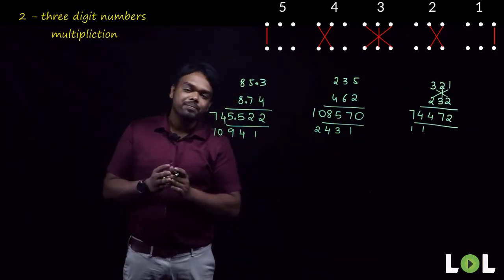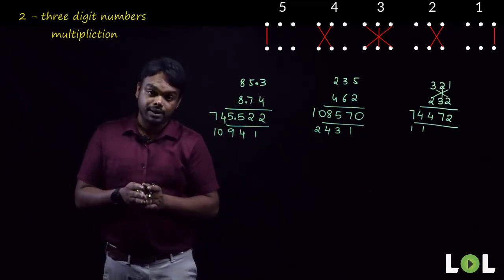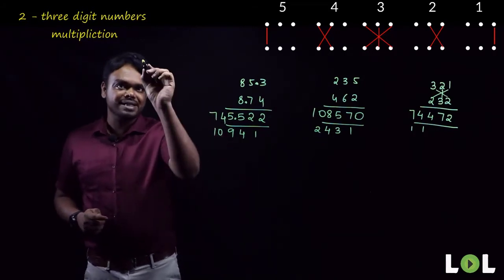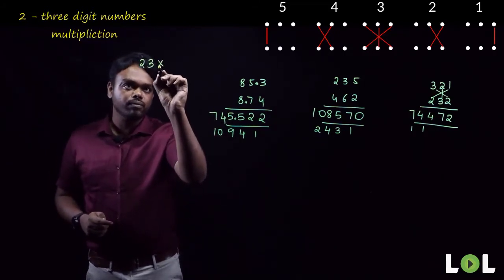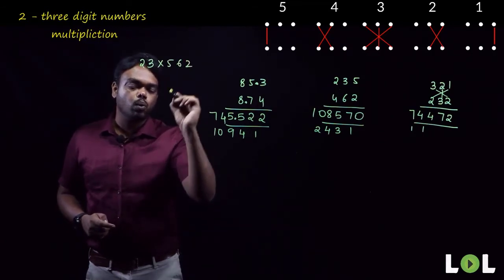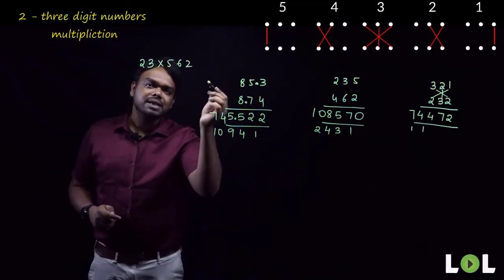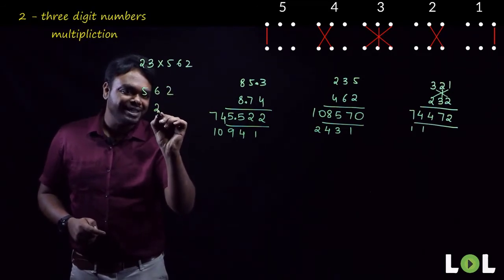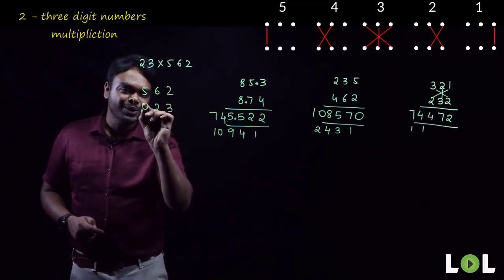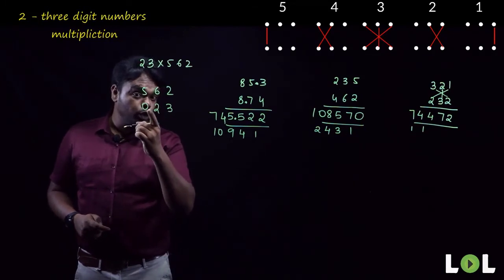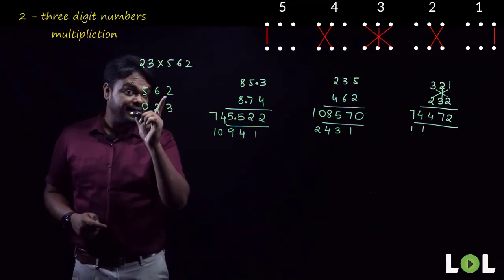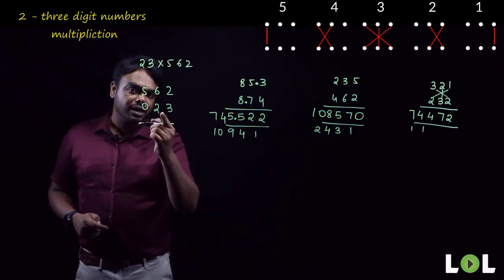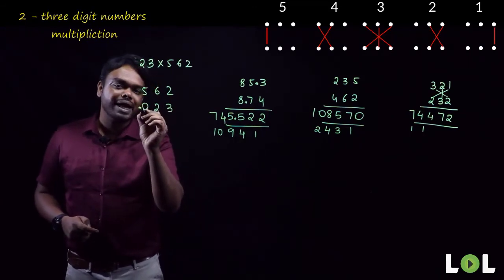Now what if I combine a 2-digit number and a 3-digit number? That is, let's say 23 into 562. What can I do? Nothing much, pretty simple. I'll take 562 into 23 and I'll put 0 here. Now do not write 230 because that is not 23, that is 230. So if there is a 2-digit number with a 3-digit number, use one extra 0.